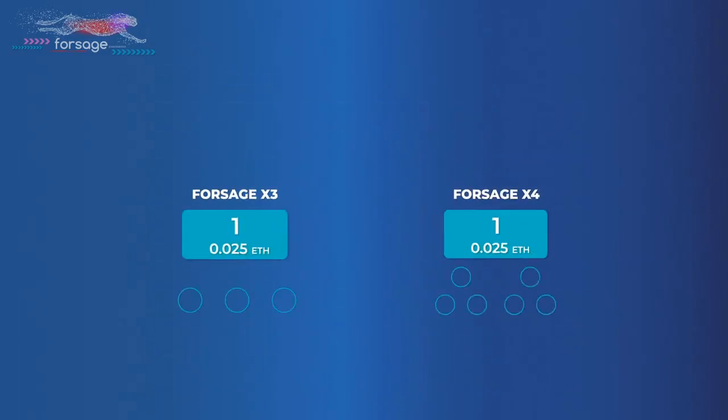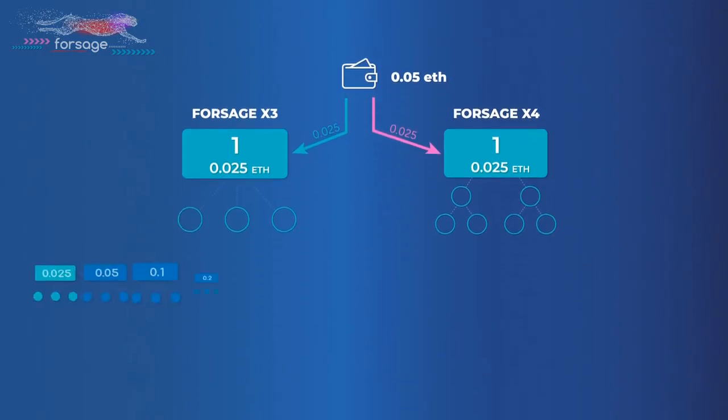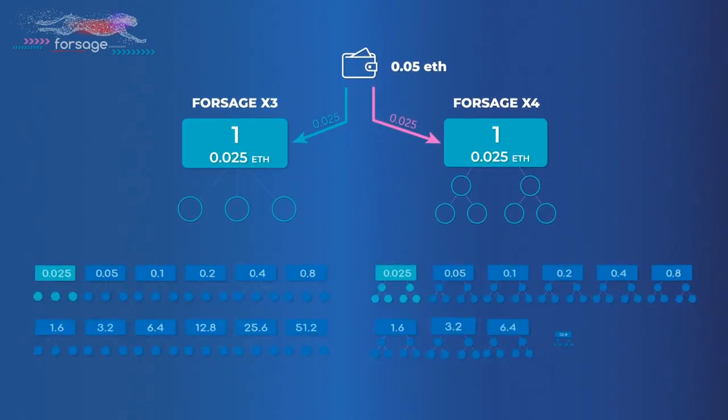Registration. The first slot of each program costs 0.025 Ethereum, but you cannot buy them separately. They are bought together at registration. Accordingly, to register in Forsage, you need 0.05 Ethereum. You can acquire all further slots separately, in order from smallest to largest. They will develop in parallel, but independently.